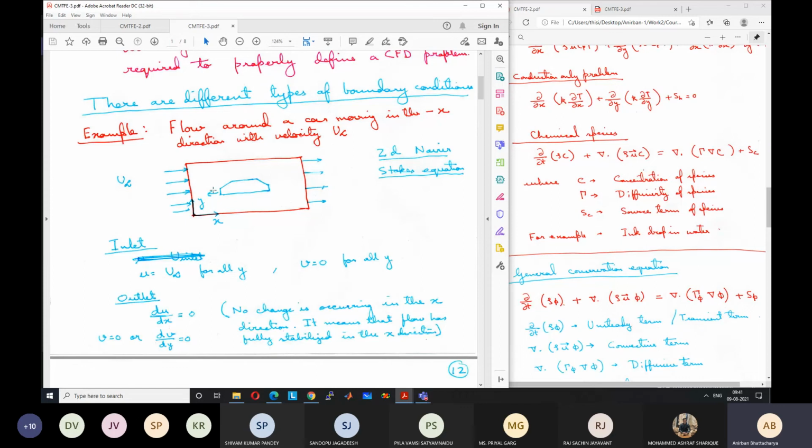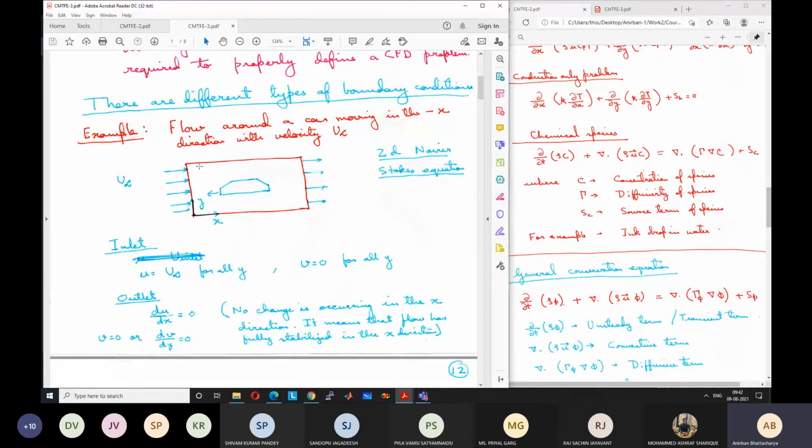Okay, but if you impose the u infinity very near to it, it is not the correct boundary condition, because very near to the car, the velocity will not be u infinity, it will change directions, right? So the inlet should be sufficiently far away so that there is no effect of the car on the velocity profile at that distance. Similarly, the outlet region should be sufficiently far away so that there is no effect of the car on the outlet velocity profile. So generally it should be very large, many times larger than the car.